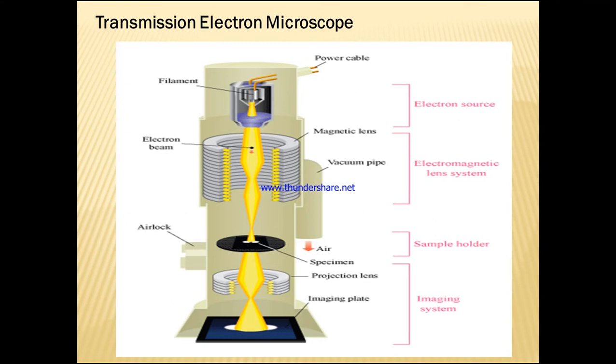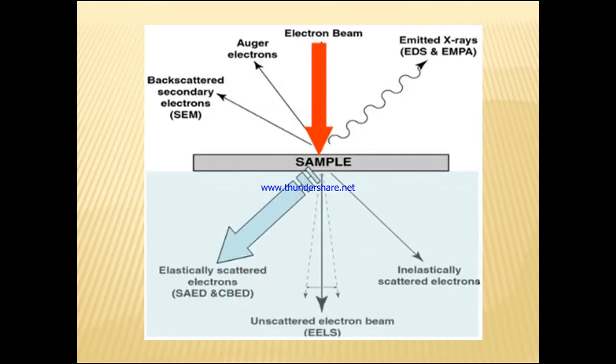When an electron beam passes through a thin section specimen of a material, the electrons are scattered. A sophisticated system of electromagnetic lenses, including the projection lenses, focuses the scattered electrons into an image, a diffraction pattern, or a nano-analytical spectrum.